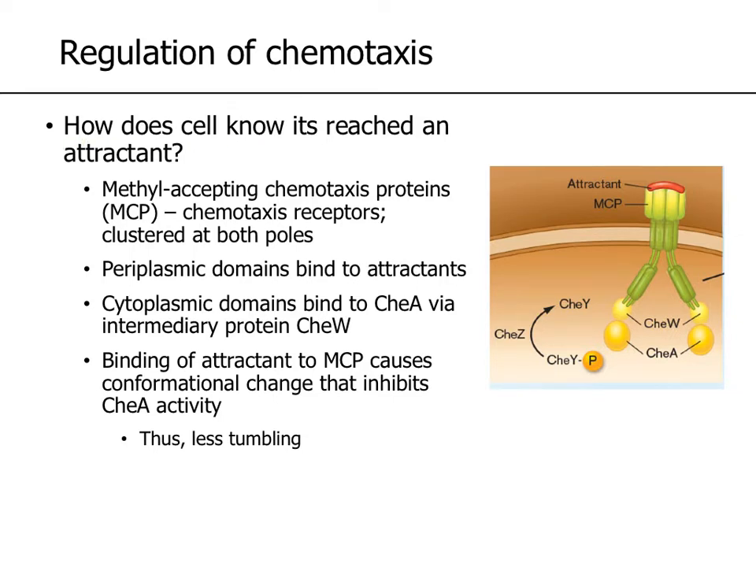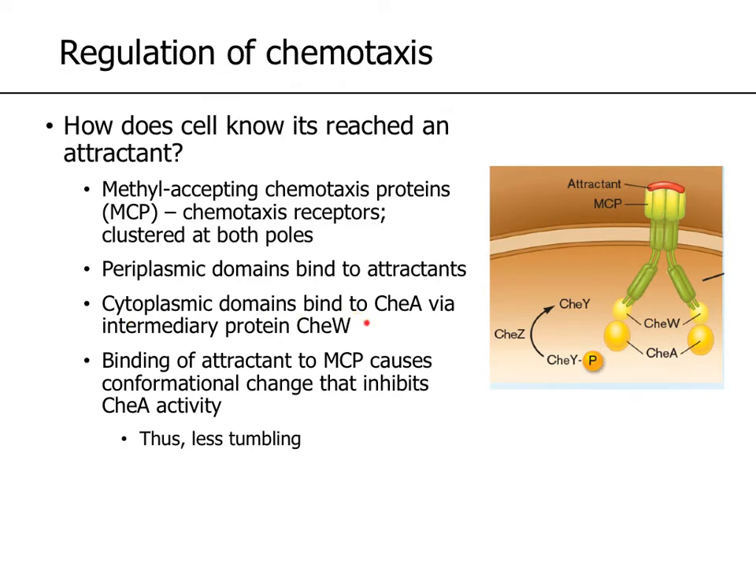Okay, so how does the cell know that it's actually reached the attractant? Because it wants to keep moving towards an attractant, but then once it does that, it wants to actually stop it from going the wrong direction, right? So what it uses are these methyl-accepting chemotaxis proteins, this MCP, so that's this guy here. The periplasmic domain, so this side, it binds to the attractant. So it's going to recognize something, the food that it wants or the chemicals that it wants to move towards, and that's going to bind to the MCP.